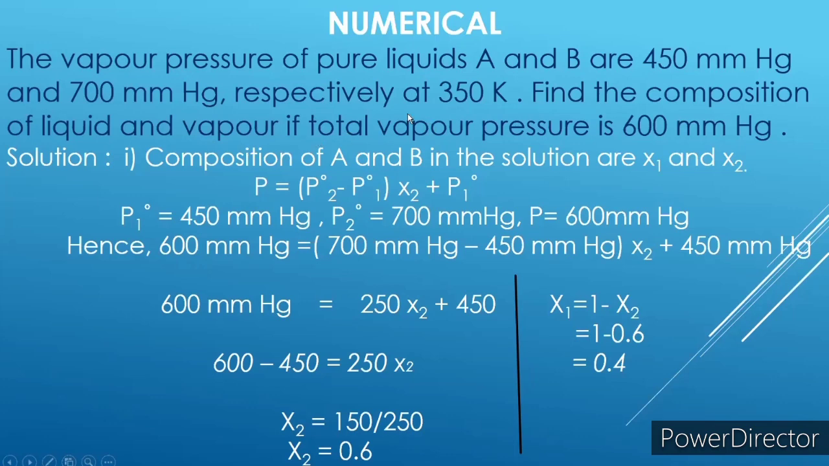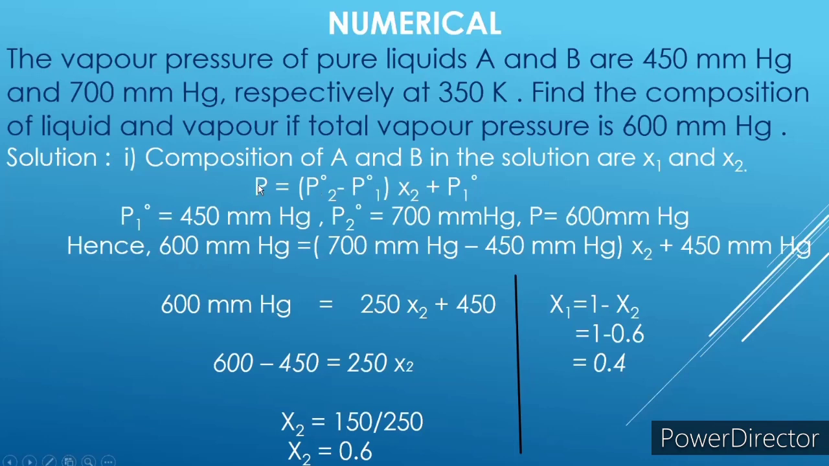So let's apply it. First, let us list what is given. P1 naught, the vapor pressure of the pure component A, is 450 millimeter Hg. P2 naught, the vapor pressure of the second component, is 700 millimeter Hg, and the total vapor pressure is 600 millimeter Hg. According to Raoult's law, P total is equal to (P2 naught minus P1 naught) into X2 plus P1 naught, where X2 is the mole fraction of component 2.